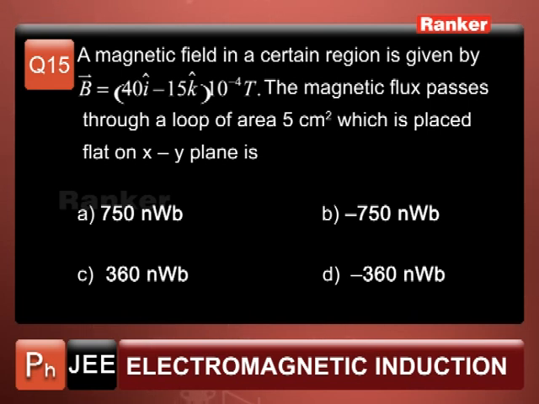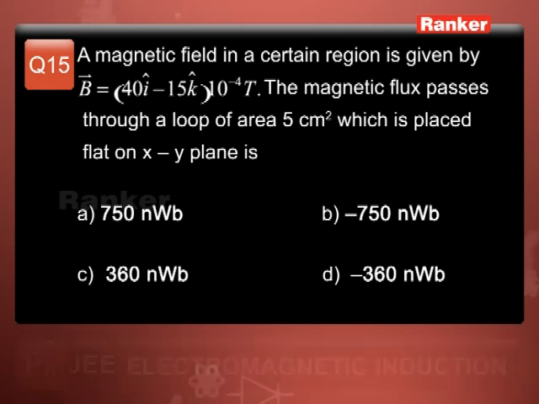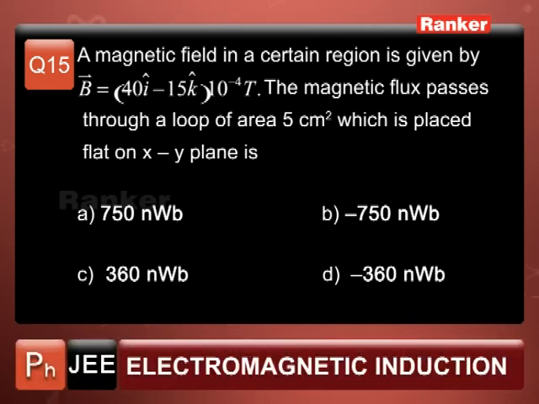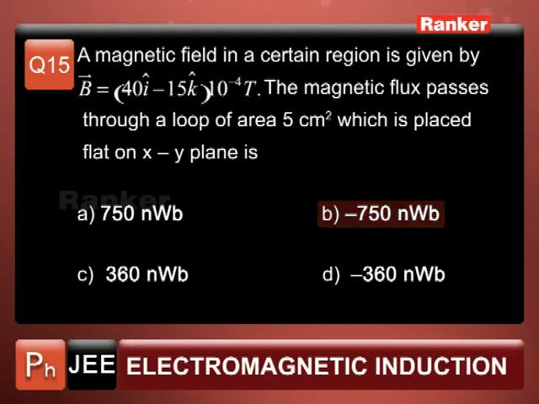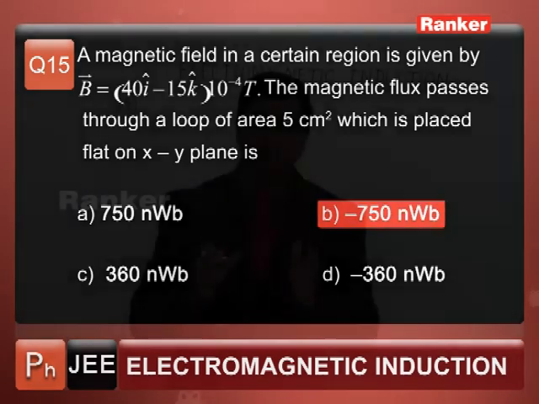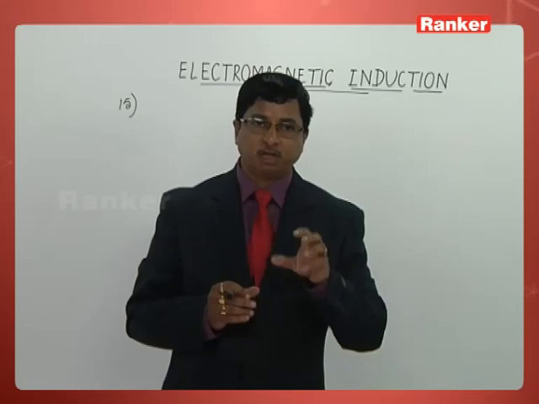Four options. I read out the first: 750 nano Weber. Second option, minus 750 nano Weber. Third option, 360 nano Weber. And fourth option, minus 360 nano Weber. Correct answer for this one is B, that's the second one, minus 750 nano Weber. That is the correct answer for the magnetic flux that is passing through the coil.